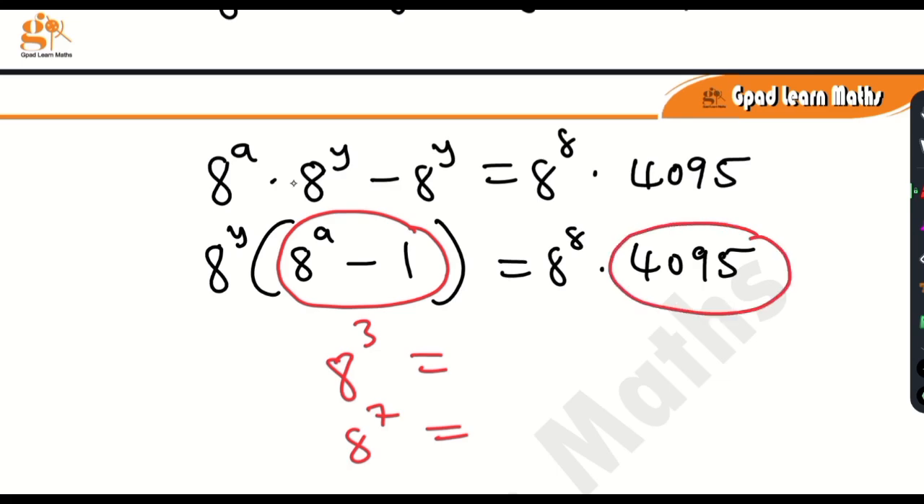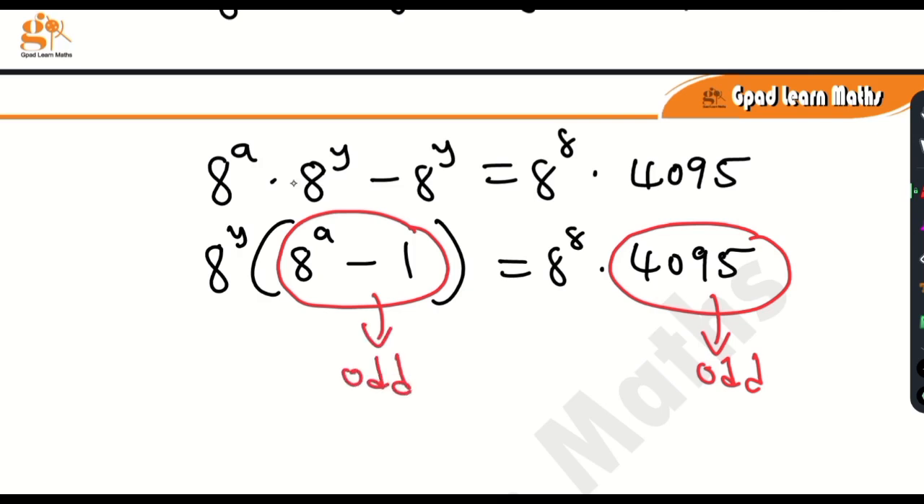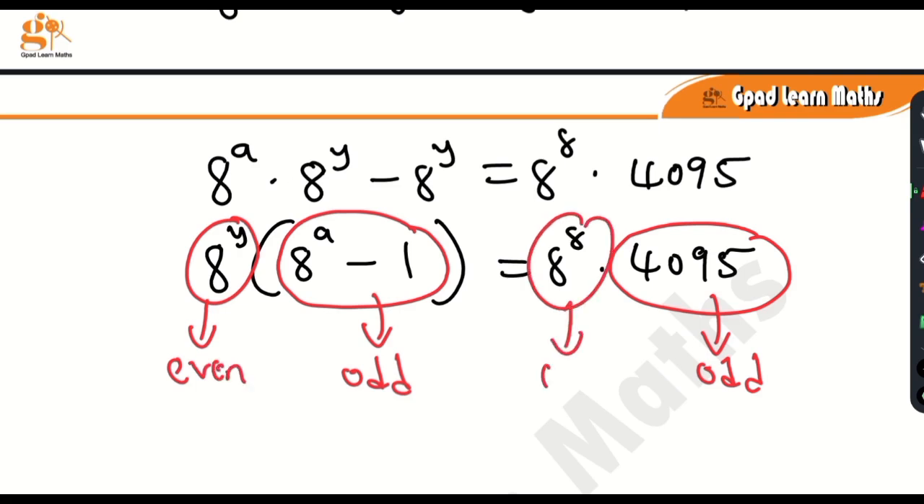Look at what we have on the right-hand side. This is 4095. This is what? An odd number. And like I said before, 8 raised to power a minus 1 is also an odd number. So they compare, odd to odd. If this odd compares to this odd, it means that 8 raised to power y will be even as well. And of course it will be even, because 8 raised to a positive number will always be even. So we have even being compared to even, and odd on the left-hand side being compared to odd on the right-hand side.